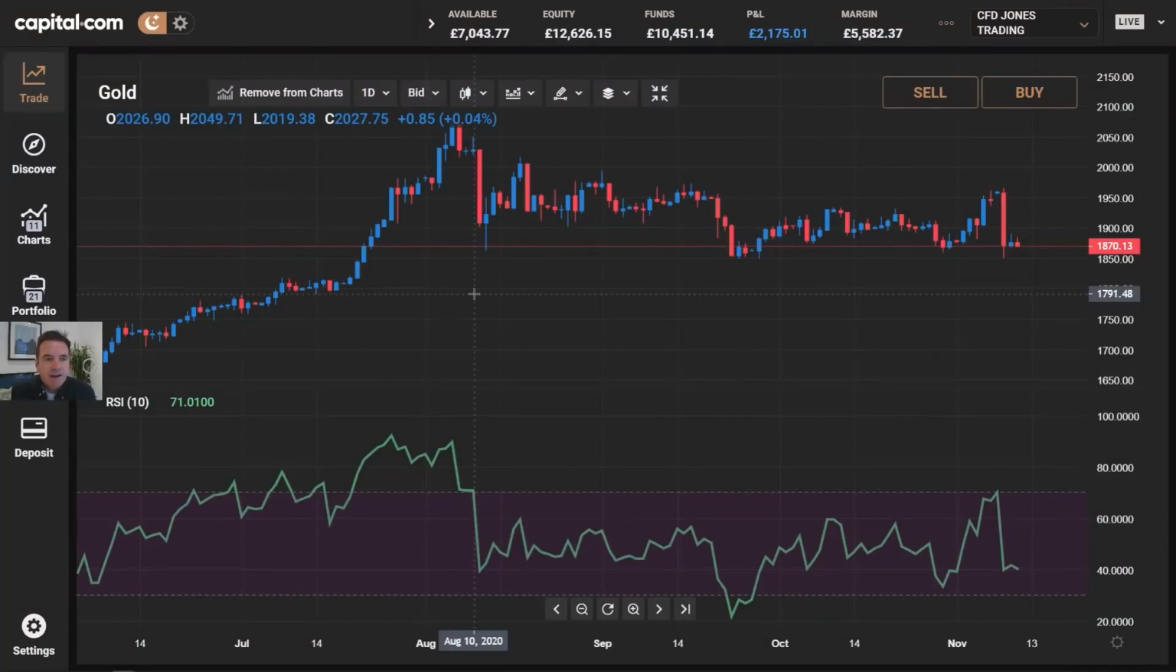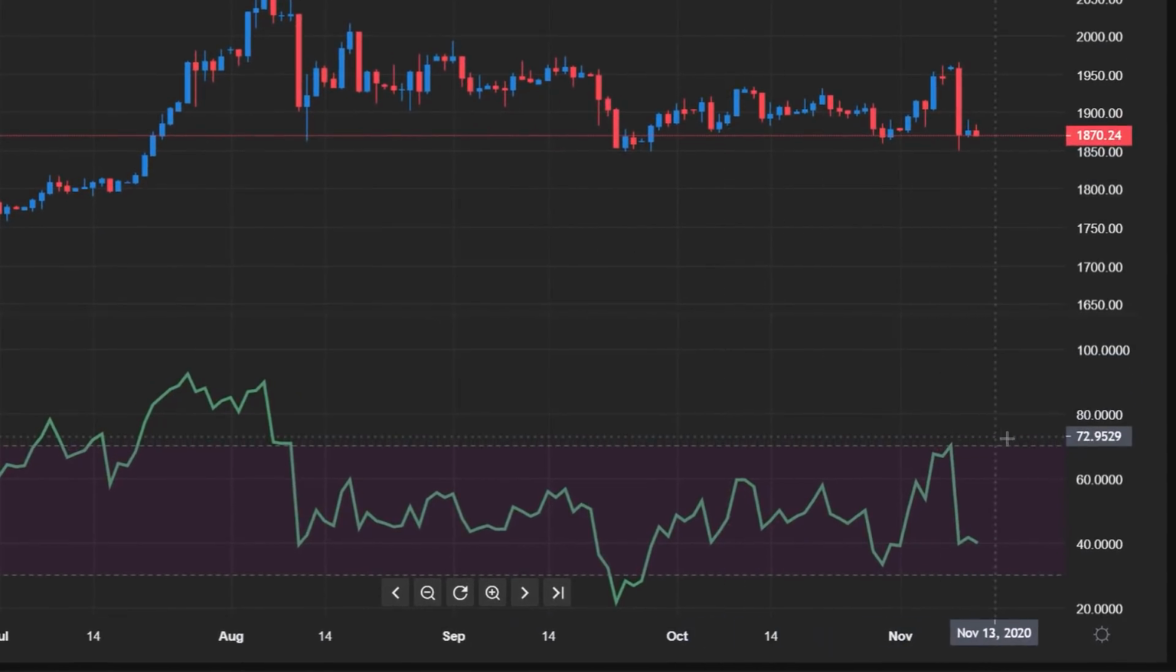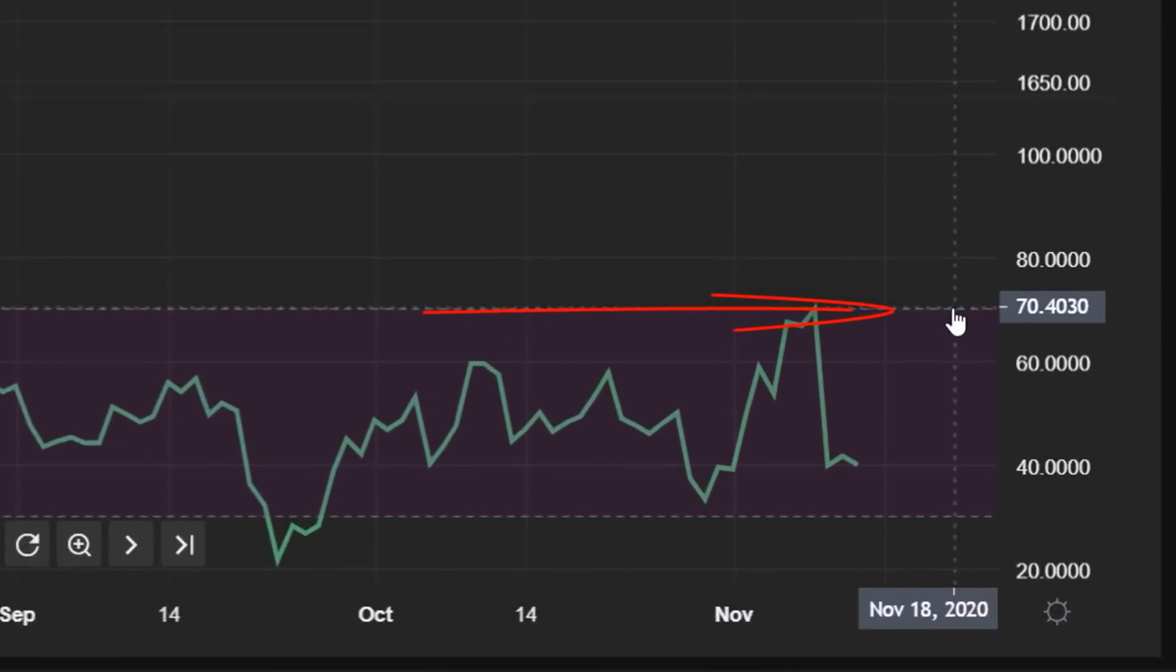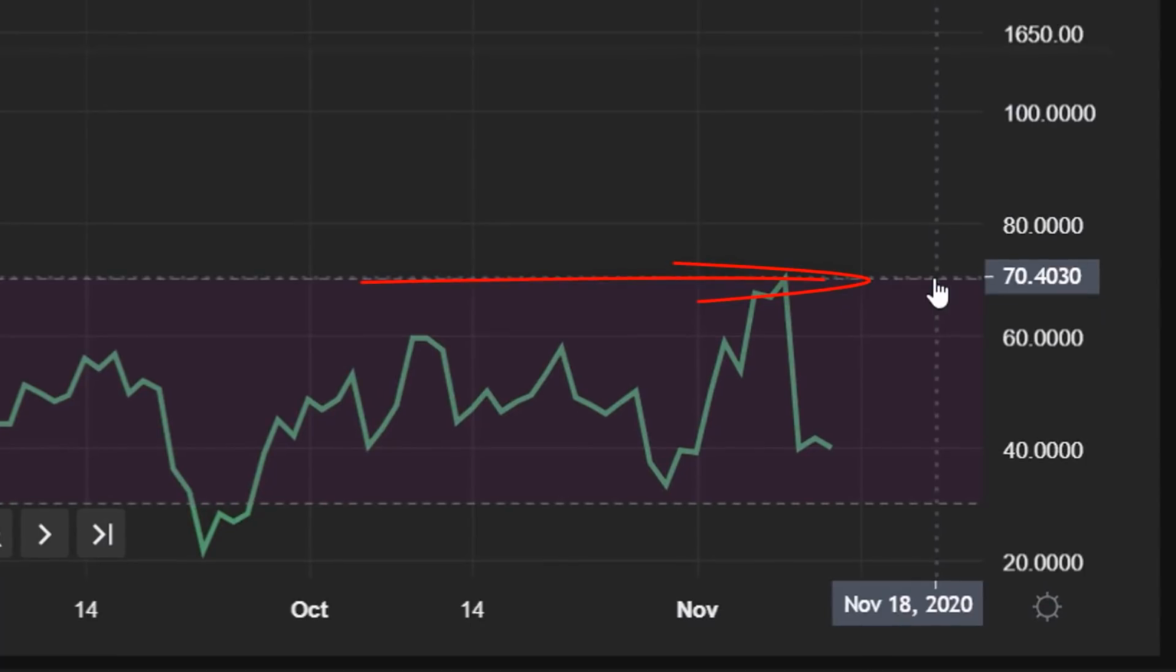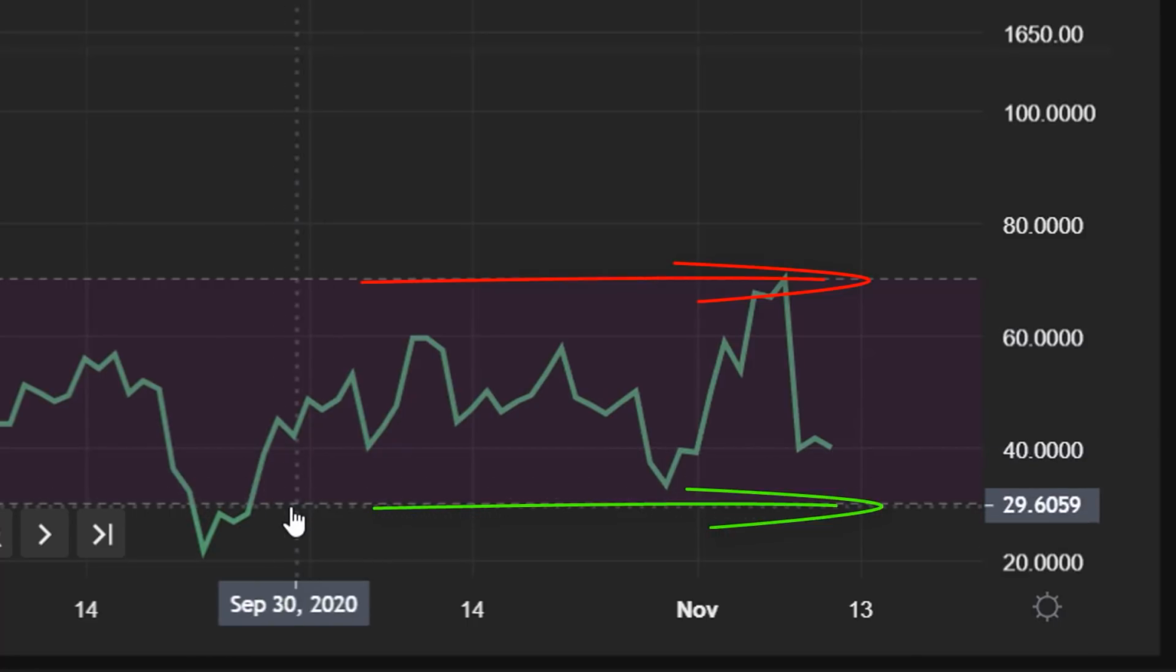So here's the RSI on the gold price. This is a daily chart of gold, and we've got a 10-day RSI here. So if we look, we've got the bands here on the side. So 70% above here, the RSI is giving us an overbought signal. Then down here below 30%, we're getting our oversold signal.